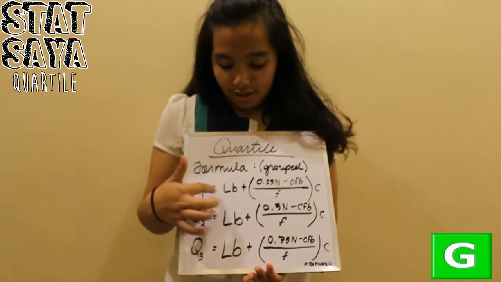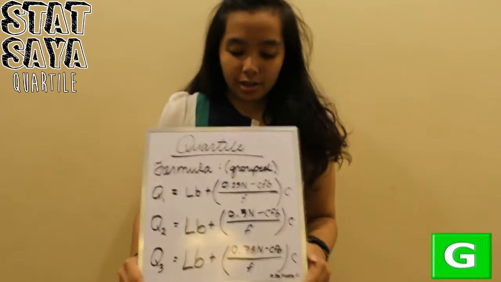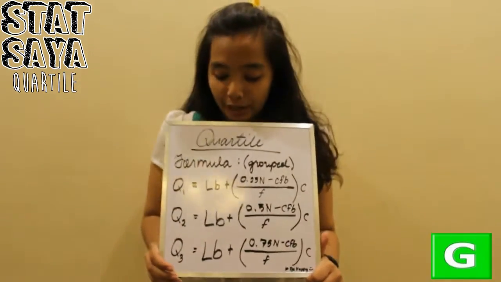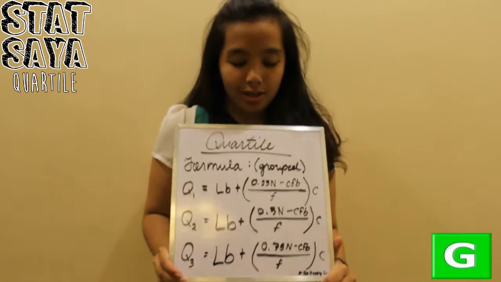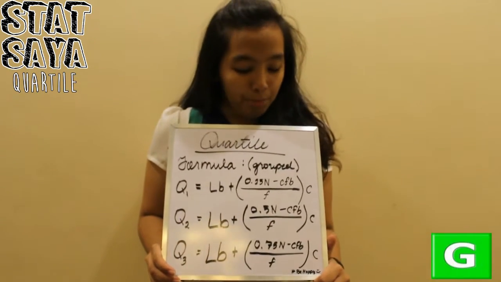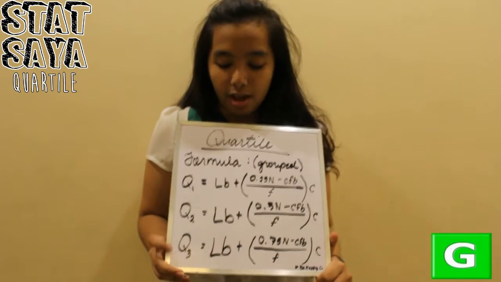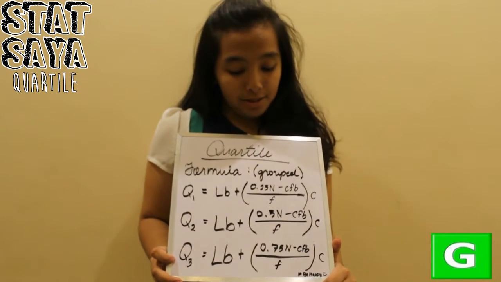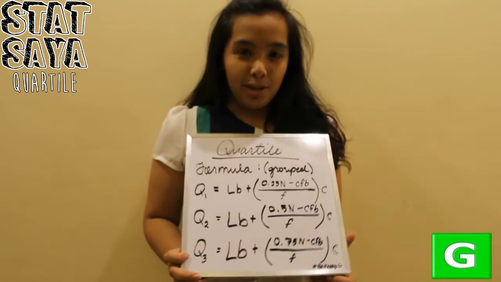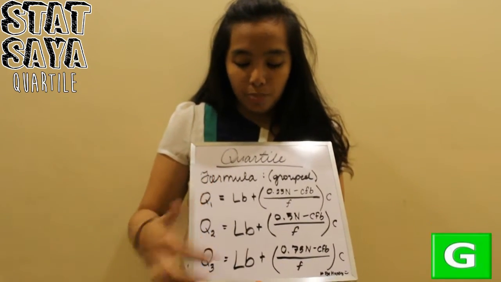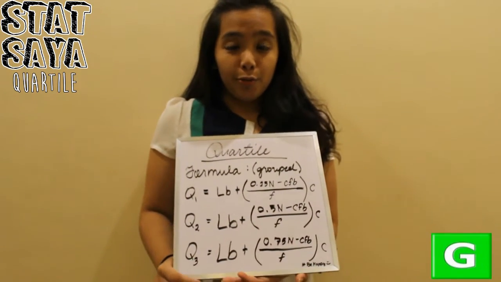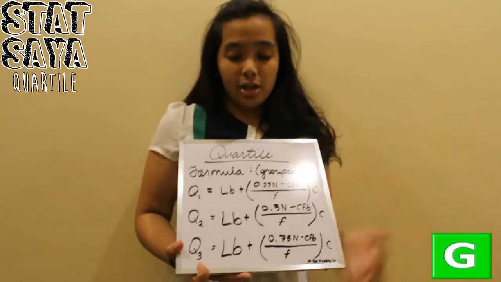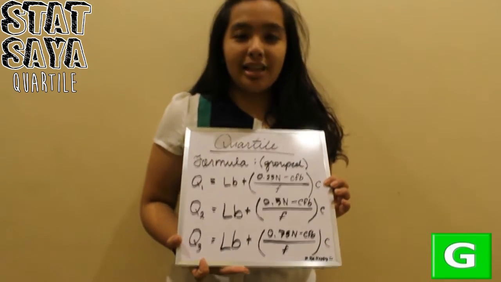Q sub 1 is equals to LB plus quantity 0.25n minus CFB all over F times C. For Q sub 2, it is equals to LB plus quantity 0.5n minus CFB all over F times C. And for Q sub 3, it is equals to LB plus quantity 0.75n minus CFB all over F times C, wherein LB is the lower boundary and N is the total number of frequencies, CFB is the cumulative frequency before, and F is the frequency of the lower boundary, and C is the class size.